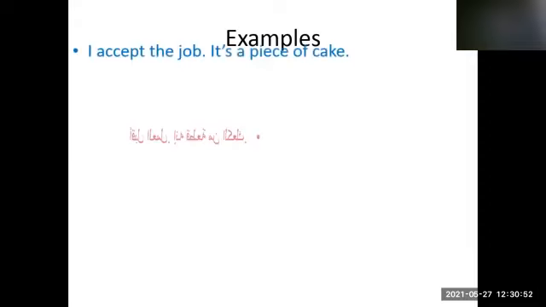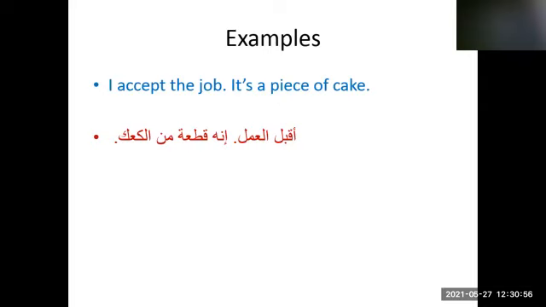Let's have an example of the importance of understanding the culture, the idioms, the function. Let's look at this. I accept the job. It's a piece of cake. أقبل العمل. إنه قطعة من الكعك. Well, that's a correct translation, right? It's a piece of cake. قطعة من الكعك. But what does this mean? If you read it in Arabic, well, you understand the first half of the sentence. أقبل العمل, I accept the job. What about this second part? قطعة من الكعك. This is funny.